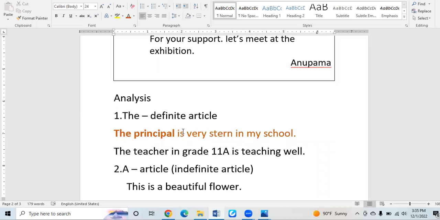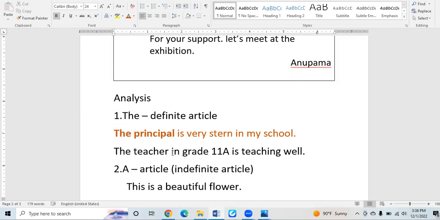If you said there are principals in the school, then you cannot say the principal, because in our country there are a lot of schools. Each and every school has a principal, right? So if you use the article the, you have to specify that person. You have to locate this person in a relevant area. Then only you can use this definite article.